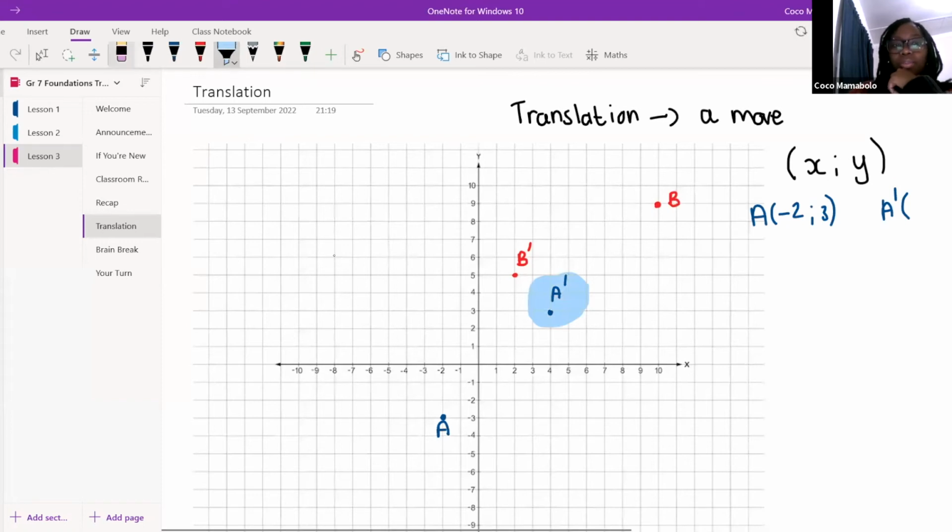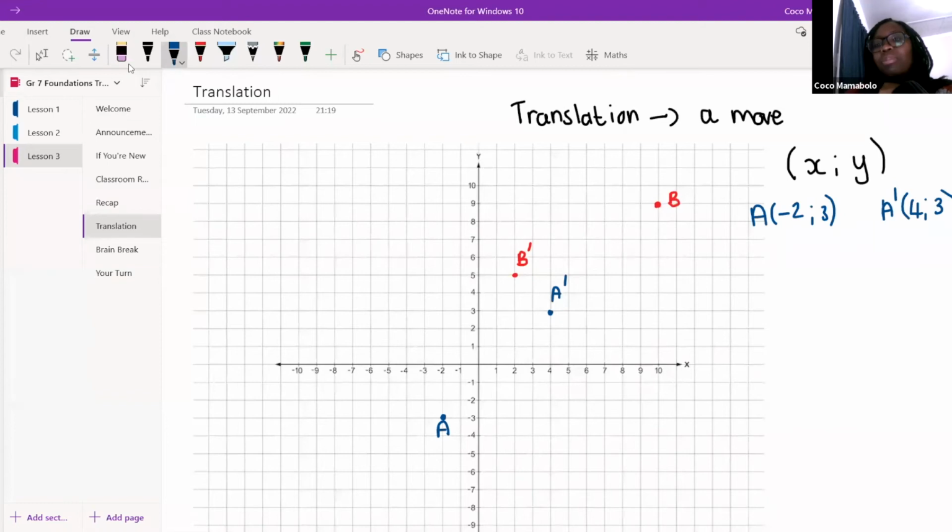Let me know, guys. Good. The coordinates are 4 and 3. Good. Because we look here, to our X line, we have 4, and to our Y line, we have 3. Excellent. So I'm going to write here that my A prime is 4 and 3. Okay. So that means to get from A all the way to A prime, something had to happen.